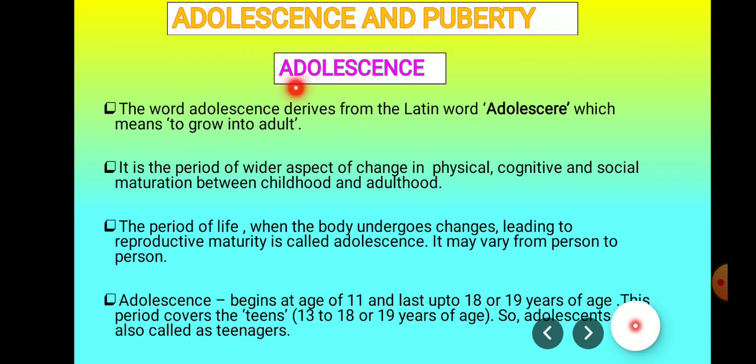Adolescence and puberty. Adolescence. The word adolescence derives from the Latin word adolescere, which means to grow into an adult. It is the period of wider aspect of change in physical, cognitive, and social maturation between childhood and adulthood. The period of life when the body undergoes changes leading to reproductive maturity is called adolescence, and it may vary from person to person. Adolescence begins at the age of 11 and lasts up to 18 to 19 years of age. This period covers the teens, so adolescents are also called teenagers.